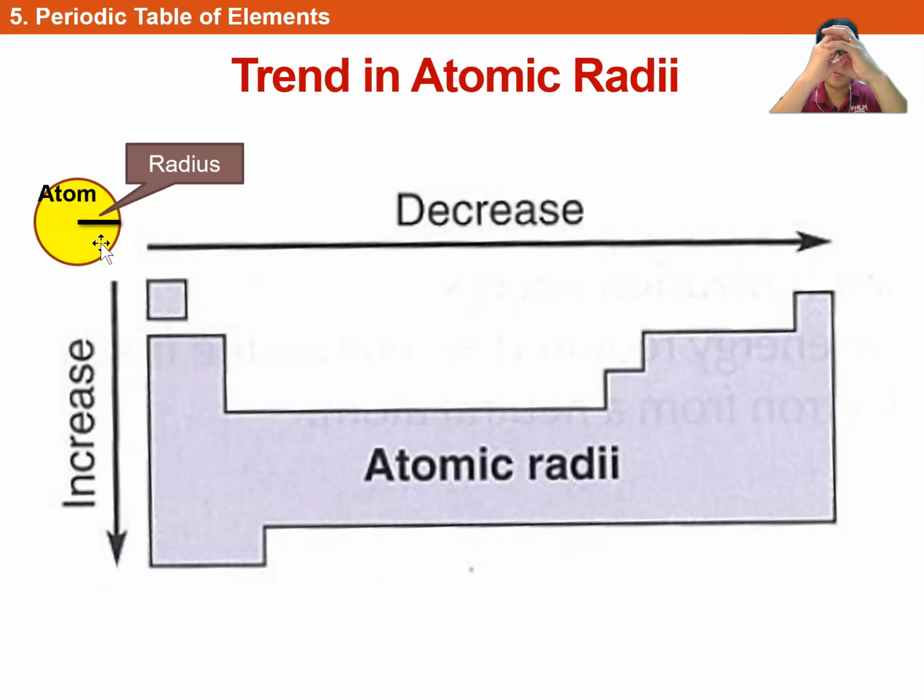But the moment you go to another period, because of the increasing number of shells, you get bigger. Then across the period, it's smaller. When you move to the next period, it goes bigger. Then across it goes smaller. Next period, bigger. Smaller, bigger.